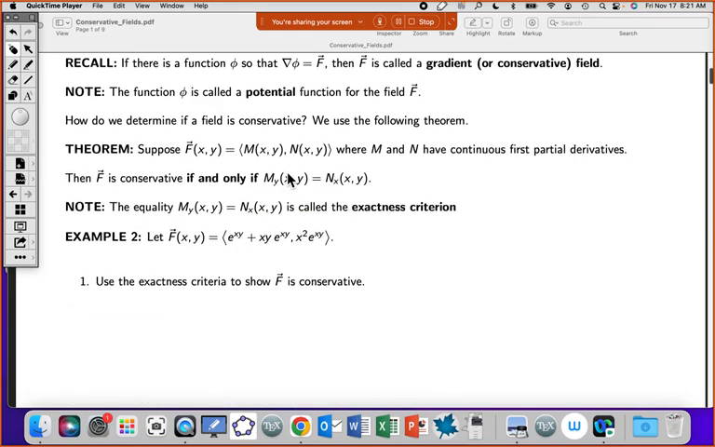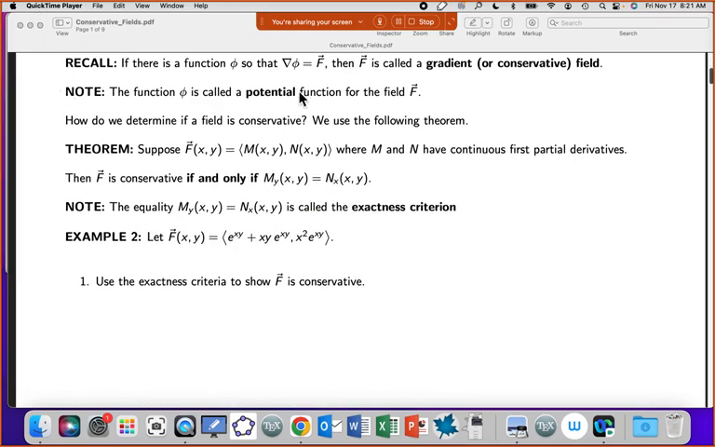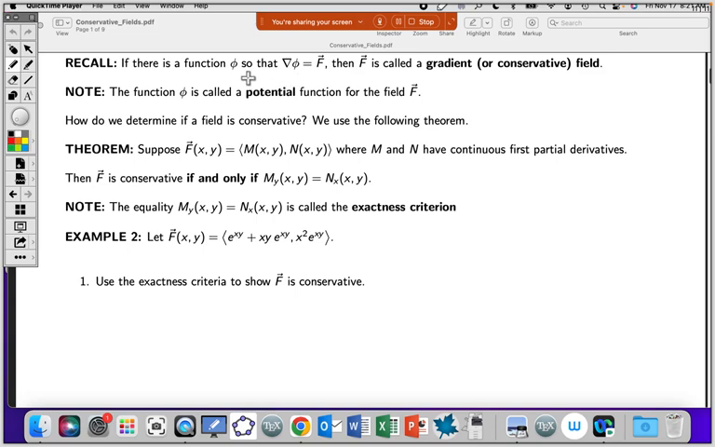Okay, so we got some vocabulary here. If the field you're given is a gradient field, we call this function here phi. We call the field a gradient or conservative field, and the scalar function phi is called the potential function for the field F. So I know a lot of you are physics fans. You've maybe heard of things like gravitational potential. That's the same sense of the word potential here, and we'll see that in a minute. So how do we determine if a field is conservative? Well, we have the following theorem.